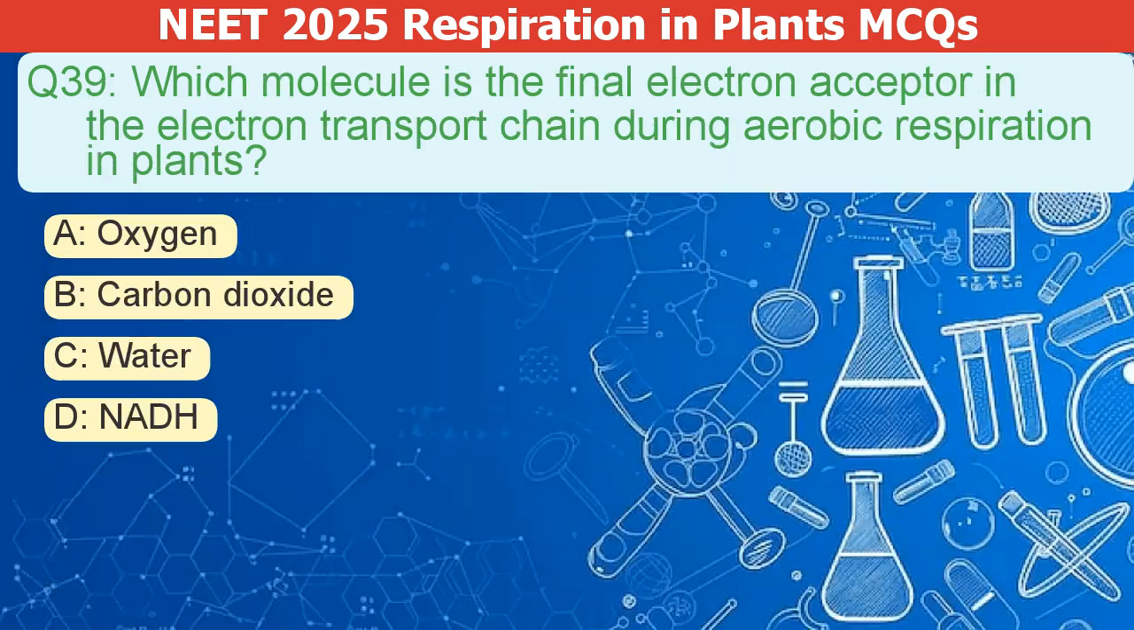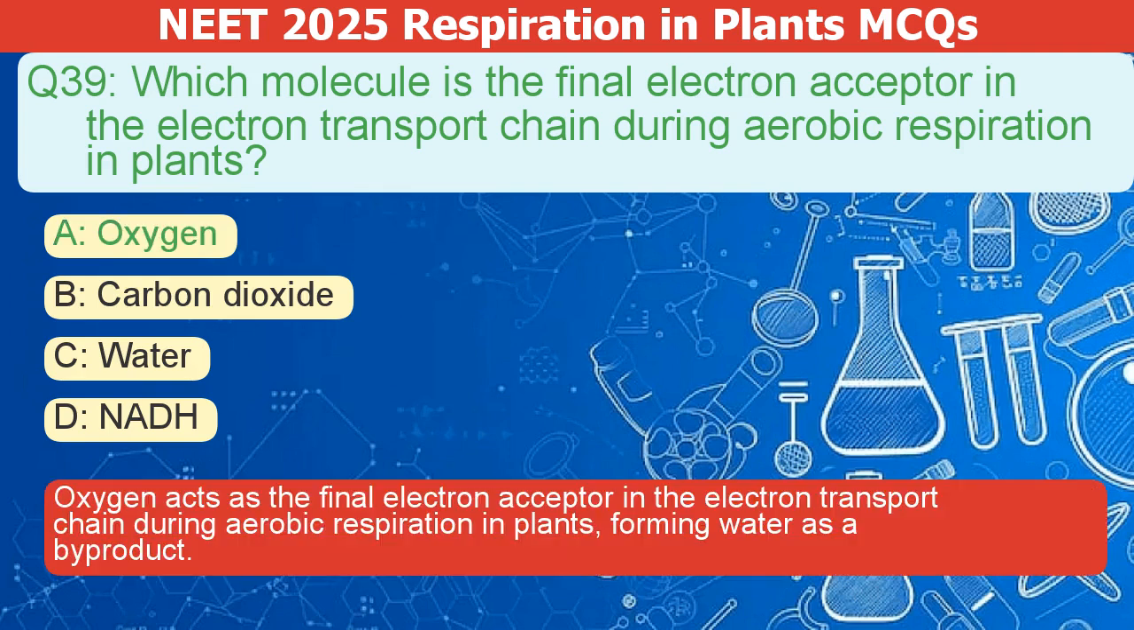respiration. Which molecule is the final electron acceptor in the electron transport chain during aerobic respiration in plants? A. Oxygen. B. Carbon dioxide. C. Water. D. NAD. The correct answer is A. Oxygen acts as the final electron acceptor in the electron transport chain during aerobic respiration in plants, forming water as a byproduct.